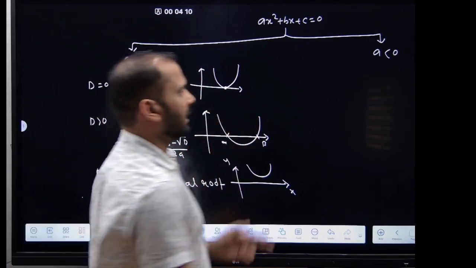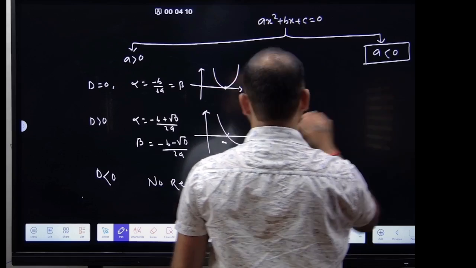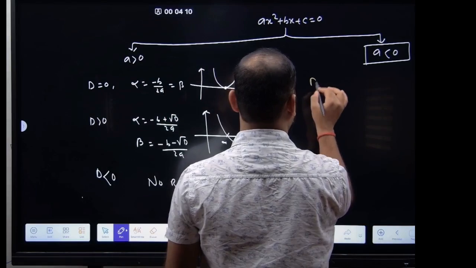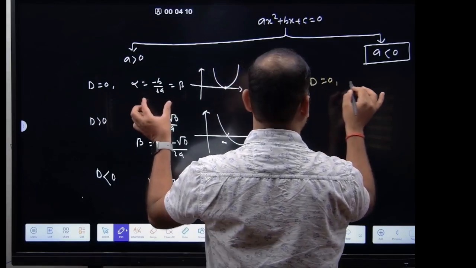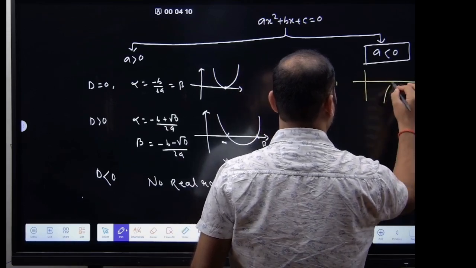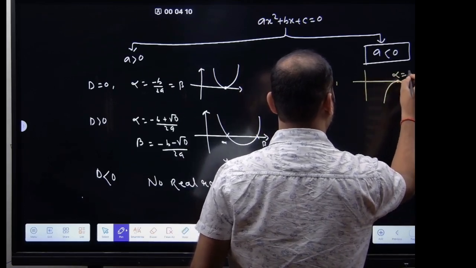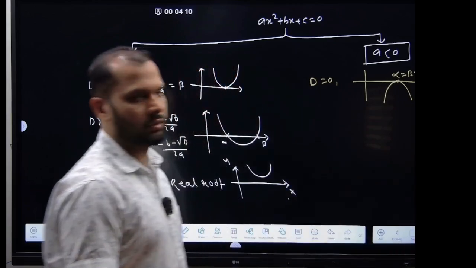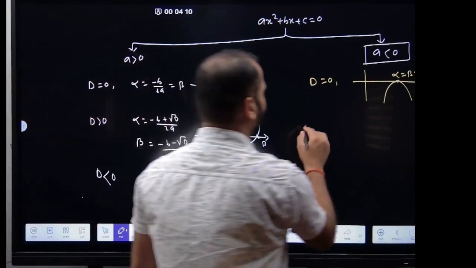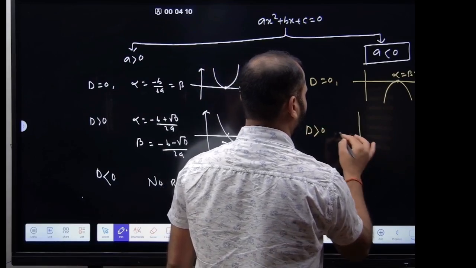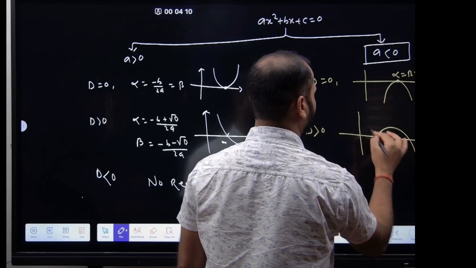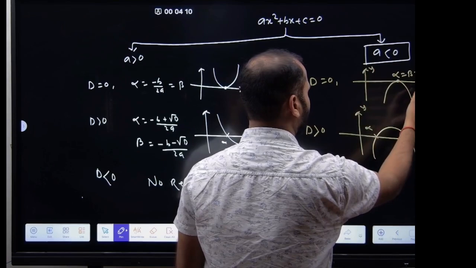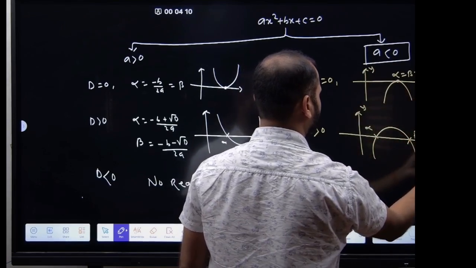What if a is less than 0? If a is less than 0, the same roots will be there, but the graph will be downward. First case, if d is 0, roots are repeated, right? But the diagram will be a little like this. What are the roots? Alpha and beta are equal to minus b by 2a. Both are the same, but it is downward. Second, if d is greater than 0, then definitely two distinct roots will be there. Let it be alpha, let it be beta, with the y-axis and x-axis, correct?